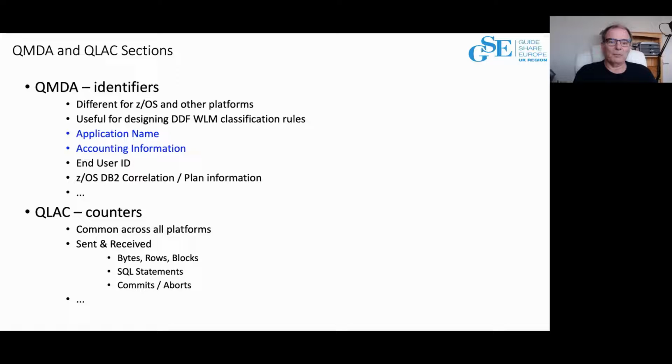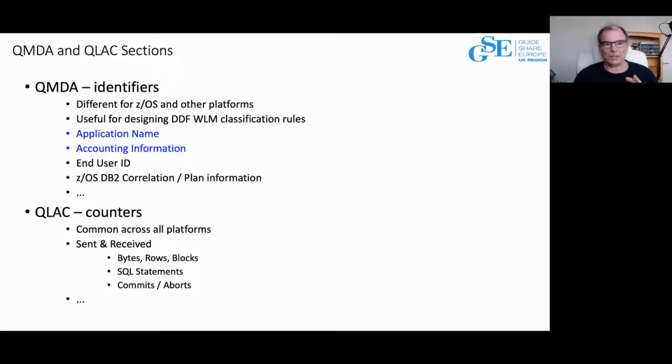Okay, so a little bit more detail on the QMDA and QLAC section. So the QMDA one, as I say, it's got names in it. Now, the structure of the QMDA is significantly different for z/OS as a requester versus other platforms as requesters. But actually, the macro mapping DSN QMDA is quite good at explaining that. Things I'm pulling out in particular that are useful are things like application name. Actually, what's missing from here is TCP/IP address of the requester, accounting information. That can all be jolly useful stuff, as well as the end user ID and some correlation and plan information.